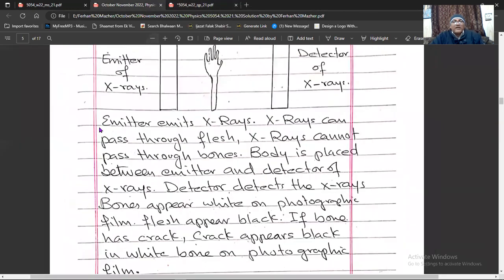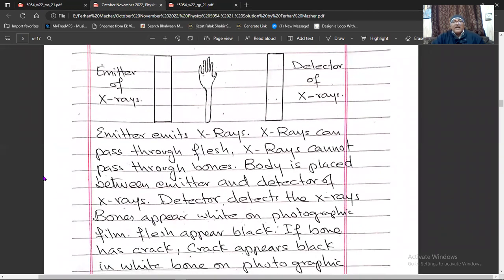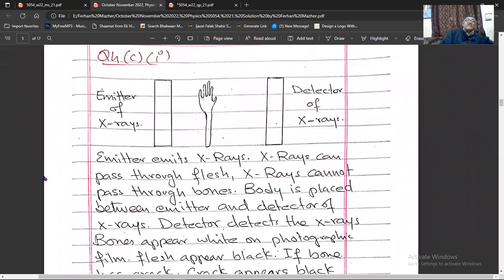So here is my answer. Figure 4C, first part. Here we have the emitter of the X-rays. Here we have that hand whose X-ray we want to do, for example. And here is the detector of the X-rays, which is normally a photographic film. Emitters emit X-rays. X-rays can pass through flesh. X-rays cannot pass through bone.